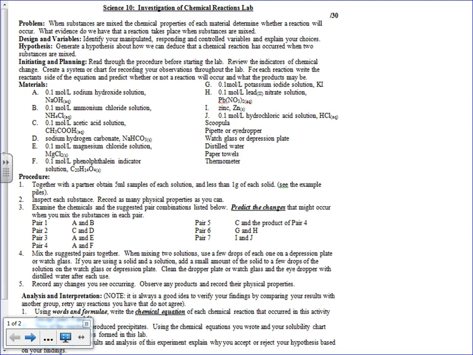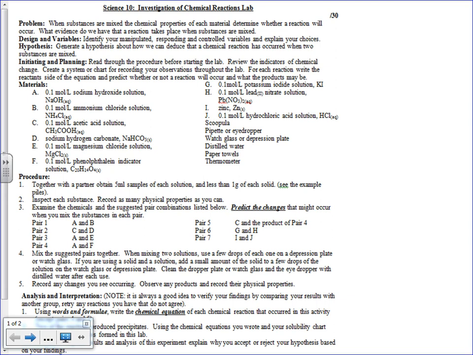All right. For the initiating and planning, this is the only thing we're going to do in here before we go across to the lab, and that is that I'm going to show you the reactants for all of the reactions. I want you, before we go, to predict the products. All right. We'll be right on some of them, and we'll be way off on some of them, and that's okay. That's the idea here. All right. That's part of good science.